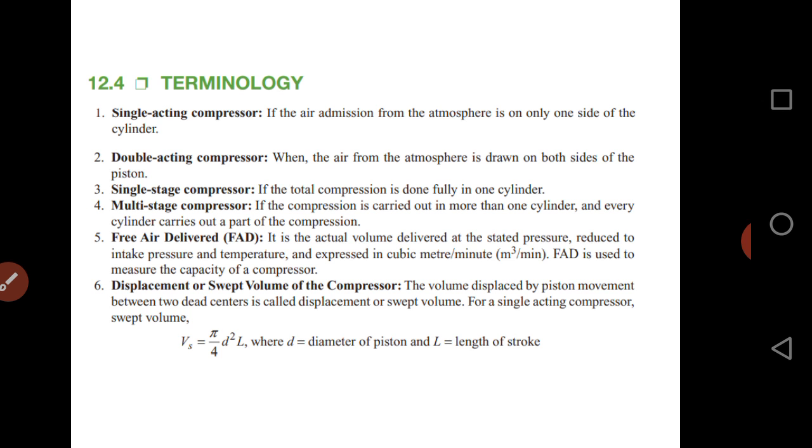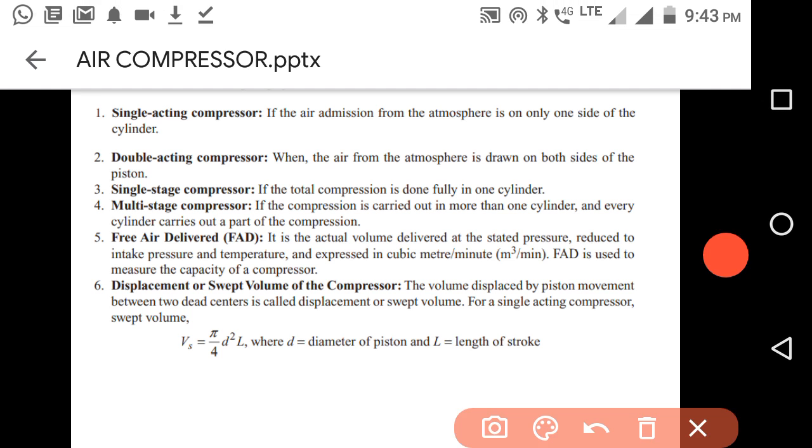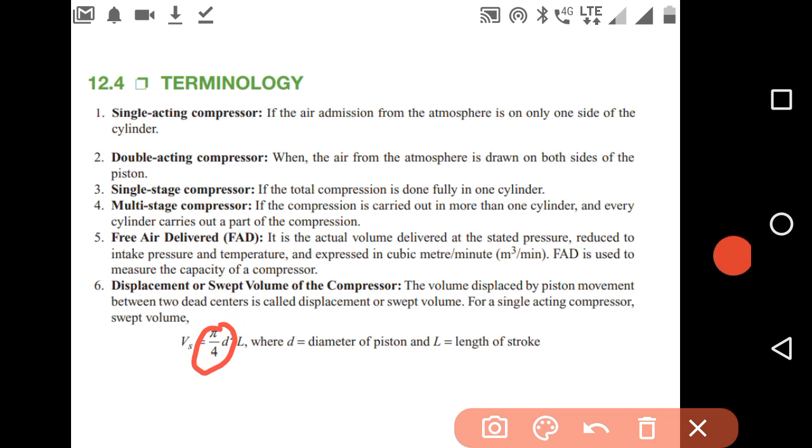Then swept volume. Swept volume we have already discussed in the IC engine. The volume displaced by the piston movement between the two dead centers is called displacement or swept volume, and it is equal to the multiplication of stroke and piston area. So this is the piston area and this is the stroke. So this is the multiplication of area into stroke.